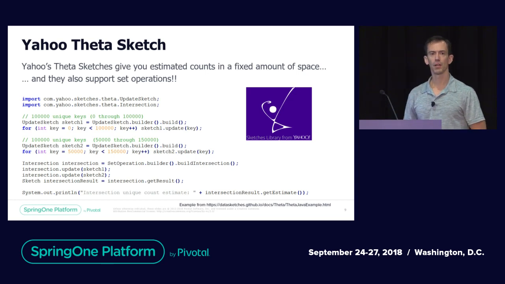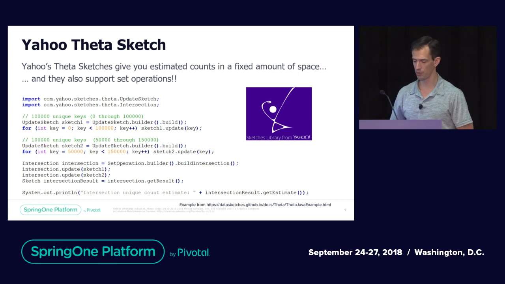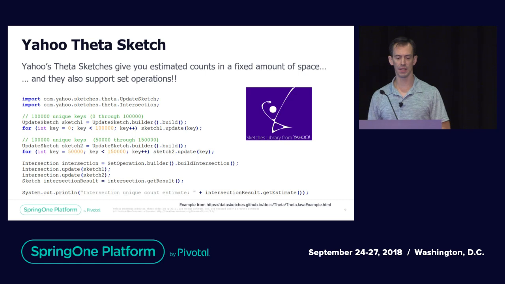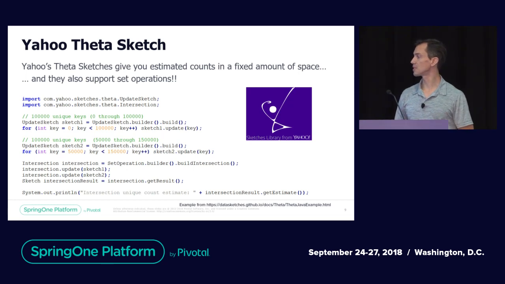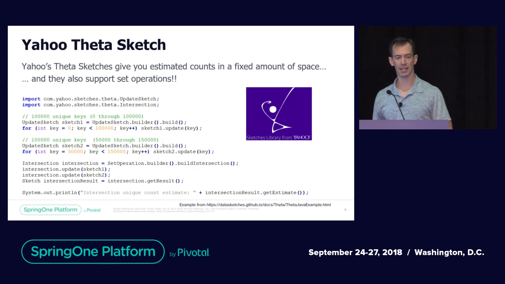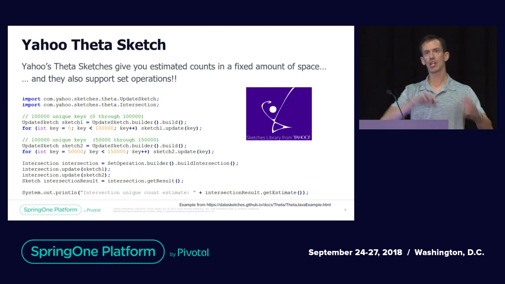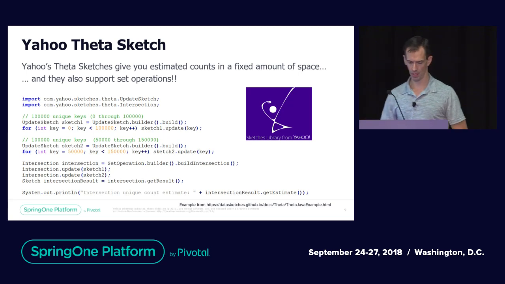I pulled a code sample from their site. I invite you to go to that website listed there at the bottom if you want to learn more. But you can see here we're building two different sketches. Each contains 100,000 unique keys with some overlap between them. And then down near the bottom, it computes the intersection of those two sketches and gets you that count. So very simple, very straightforward to use. The output of that intersection is itself a sketch, so I can chain that and do more operations with it, compute another intersection with that, just like I did in my example a few slides ago.